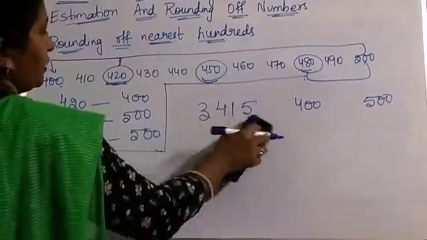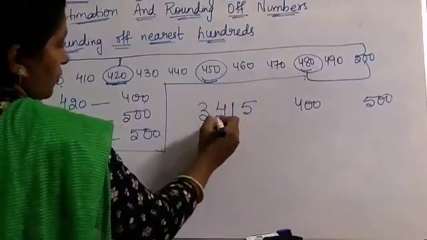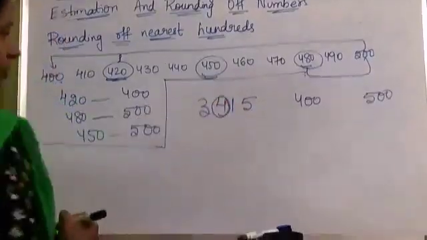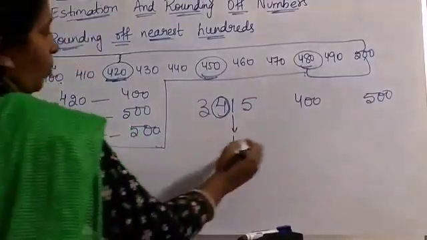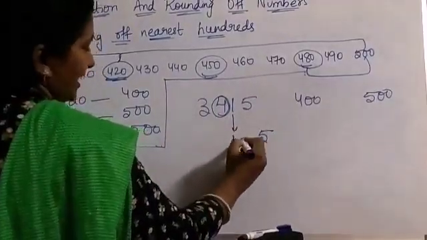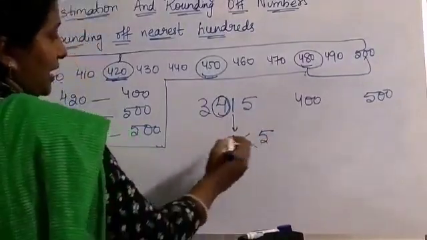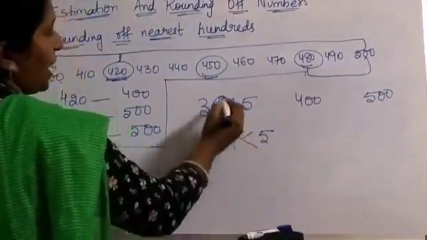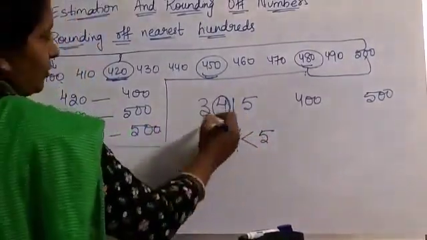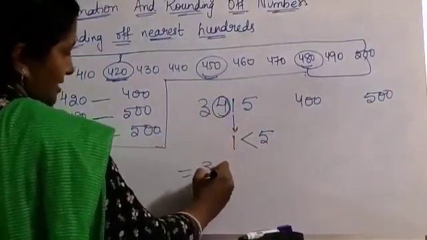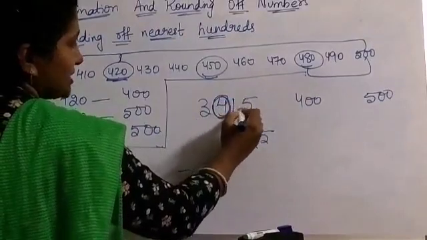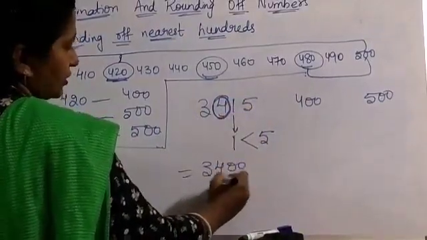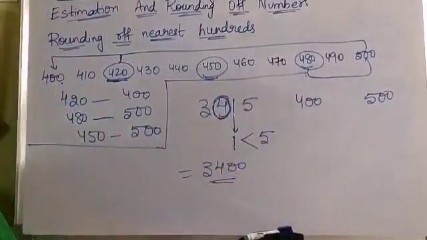Here, round off to the nearest hundreds. So what is the hundreds place here? 4. Then compare the next number, 1. You compare 1 with 5. 1 is less than 5. If it is less than 5, no need to add any number to the round off number. So here you just write 3 as it is, 4 as it is. After rounding off, how many digits are there here? 2 digits. So 3400 is the answer.